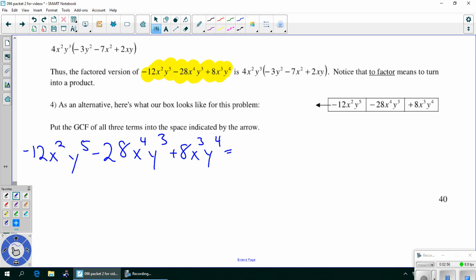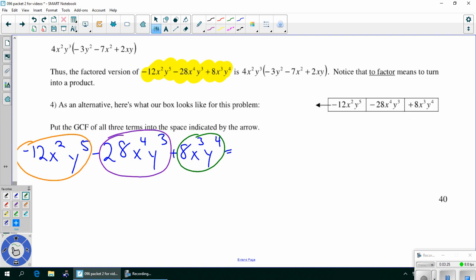So starting with this thing that I've copied at the bottom, it's highlighted there, negative 12x squared y to the 5th minus 28x to the 4th y to the 3rd plus 8x to the 3rd y to the 4th. Our goal is to look at the three terms, and I'm going to circle them in different colors here. And we are trying to figure out what the greatest common factor is in each of these three terms. Again, the terms are separated by plus signs and minus signs.